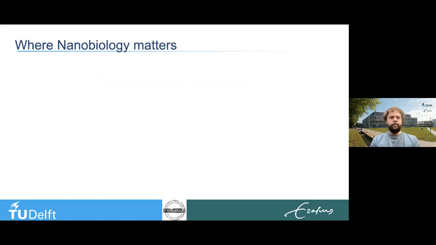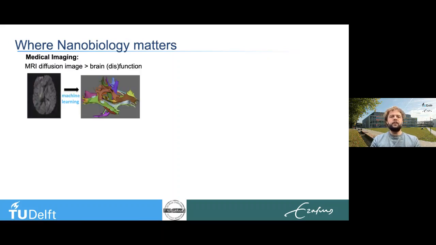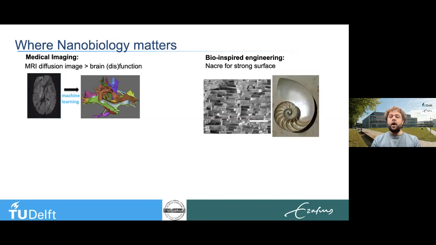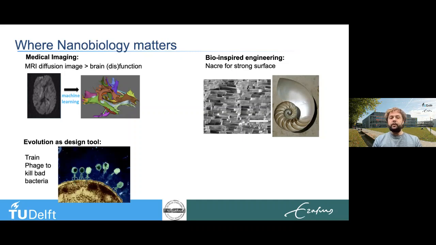Other studies where nanobiology matters are, for example, in medical imaging. For example, with MRIs, we make brain scans, and with all these complex images, we can do machine learning, which is a form of artificial intelligence, to really understand how such a complex organ as the brain is changing in these images. Or bio-inspired engineering, but also evolution as a design tool.